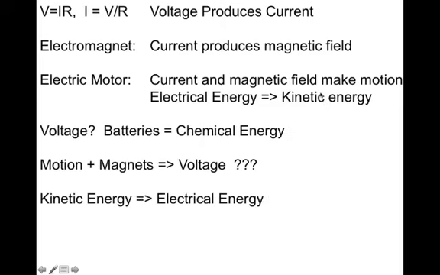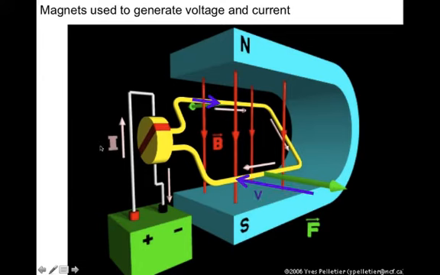And so what we thought is, we wish we could find a way to turn this around and make voltage. Right? We knew how to make voltage already. We could use batteries through chemical processes, but it was very expensive. And so we thought, well, what about if we had motion and magnets? Could this give us voltage? And we could turn kinetic energy into electrical energy, which is the opposite of what a motor does.